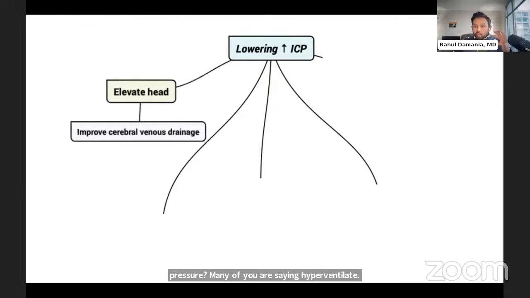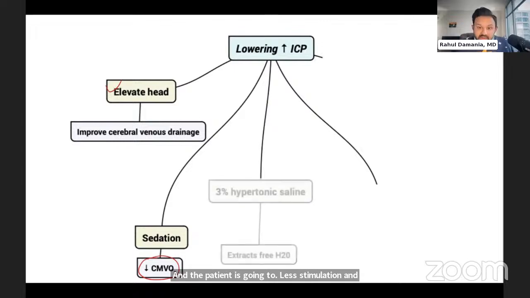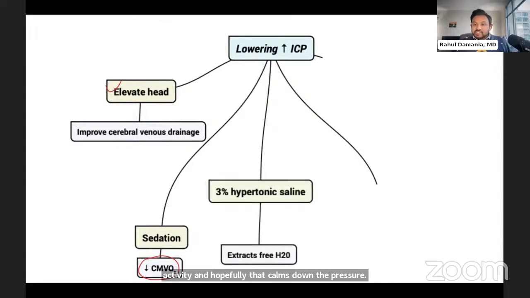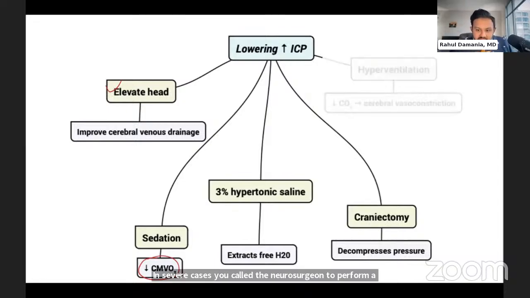Absolutely. So one of the things I do in the pediatric ICU, I elevate the head of the bed to improve the venous drainage. I make sure that the C-collar is not on too tightly. The other thing is I give sedation because that reduces your cerebral metabolic oxygen consumption, and the patient is going to have less stimulation and activity, and hopefully that calms down the pressure. Hypertonic saline, which is going to extract the free water from the neurons. In severe cases, you call the neurosurgeon to perform a decompressive craniectomy or EVD placement.